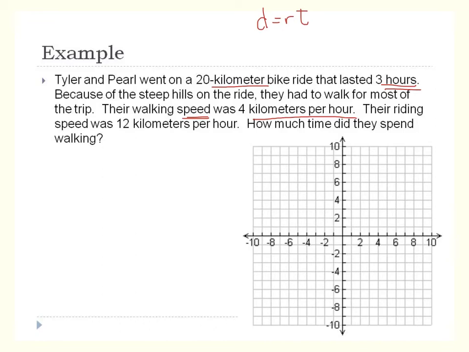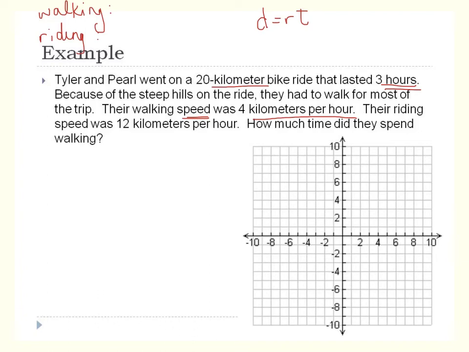And we have two situations here. We have our walking situation and we have our riding. So we need to write two equations because we have two things happening. We need to write an equation where we are walking, and we need to write an equation where we are riding. Okay, so let's do walking first.